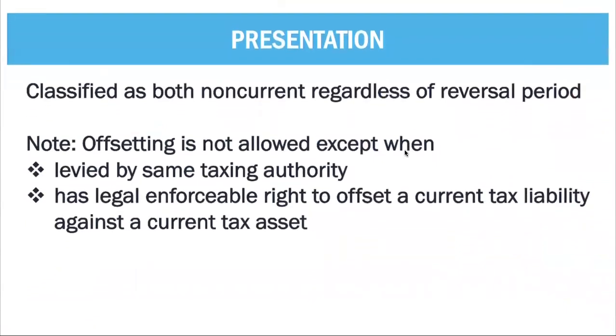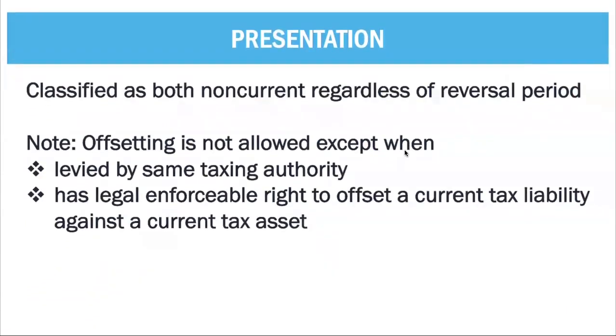How do we present your deferred tax asset and deferred tax liability? They are always non-current. Deferred tax asset is a non-current asset. Deferred tax liability is a non-current liability. Just like any other assets and liabilities, you cannot offset. Remember that under PAS 1, offsetting is not allowed. However, under PAS 12, you can offset if you have these items.